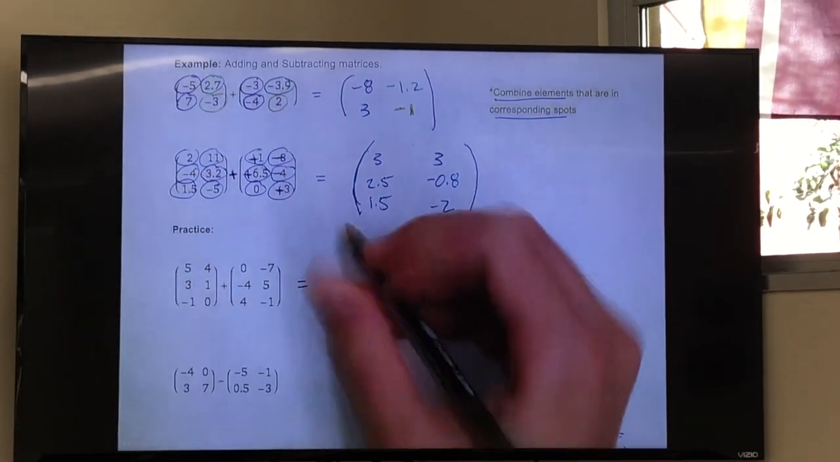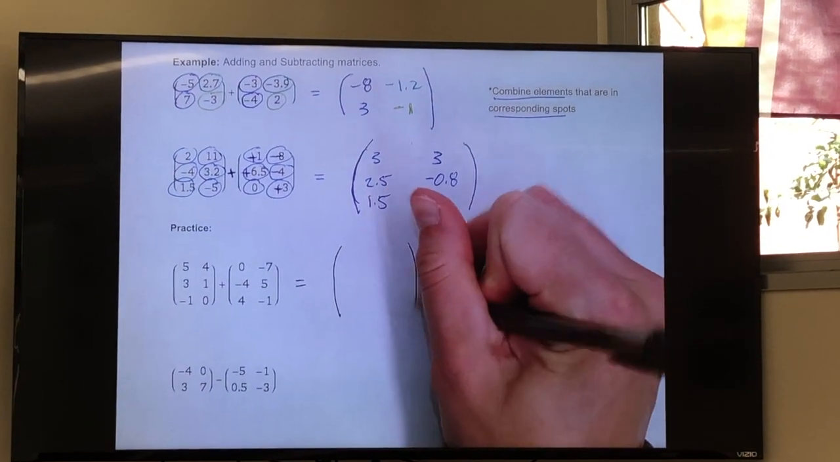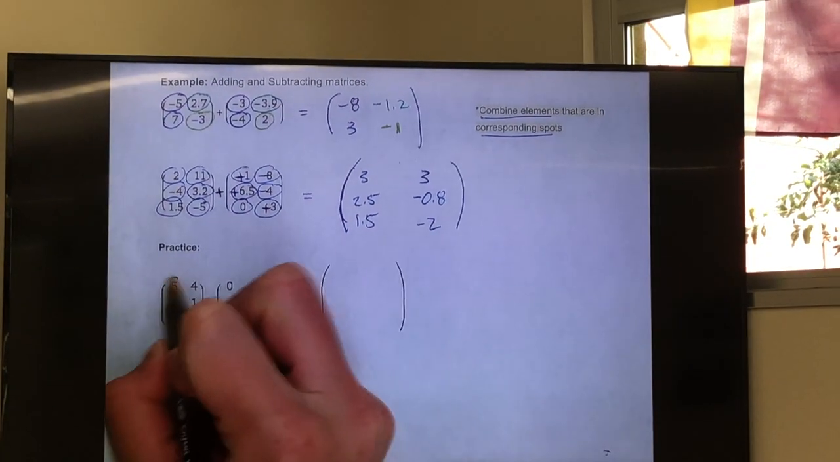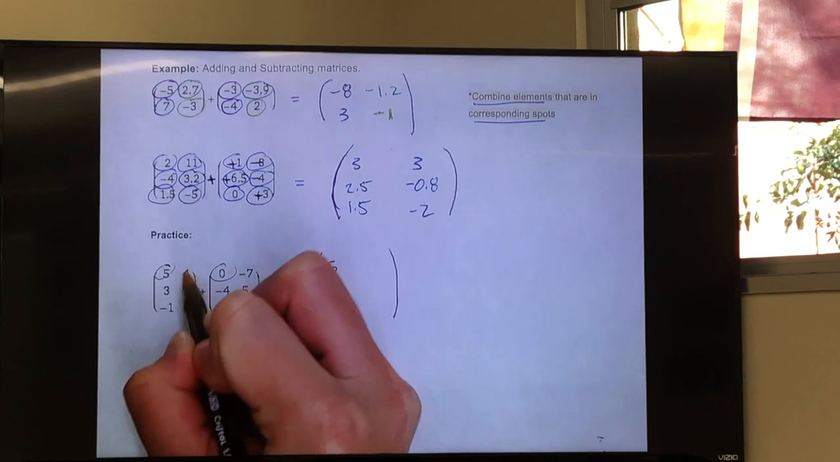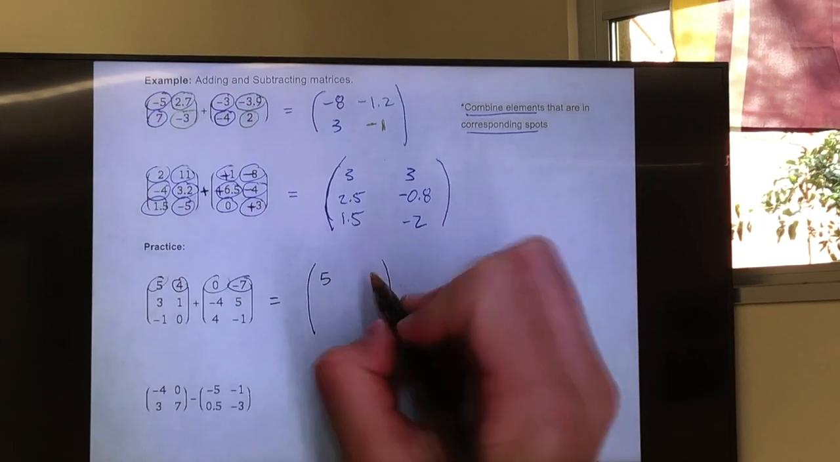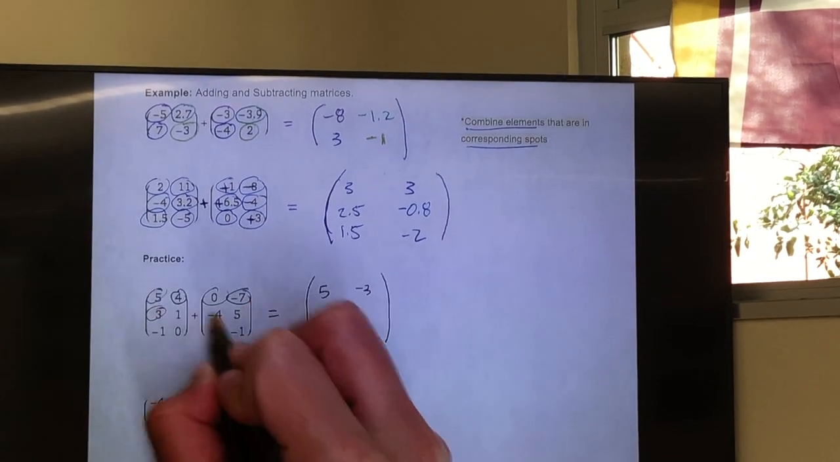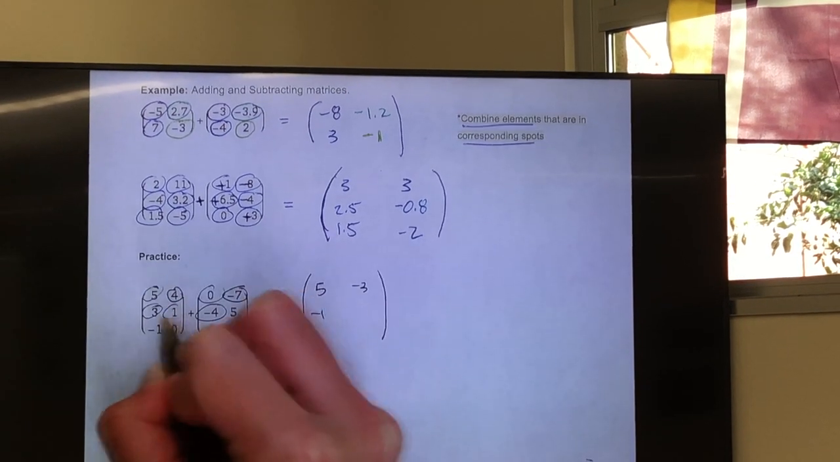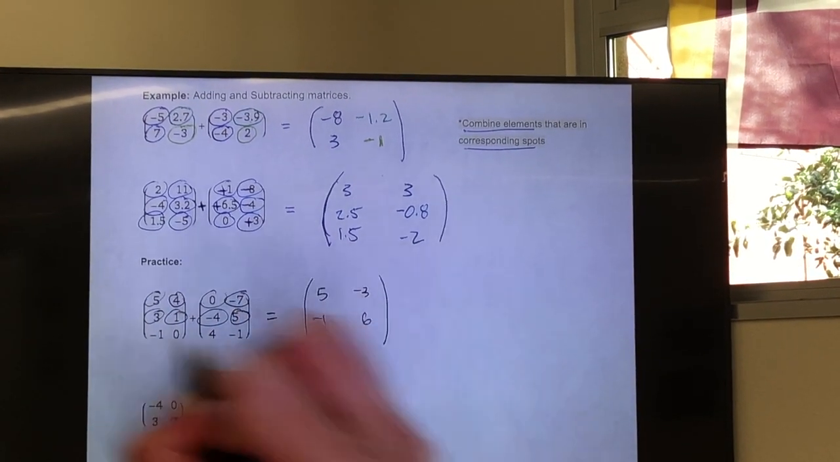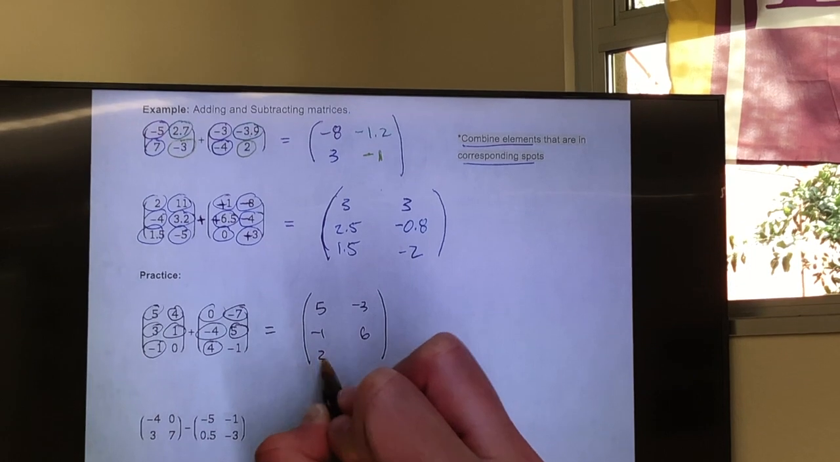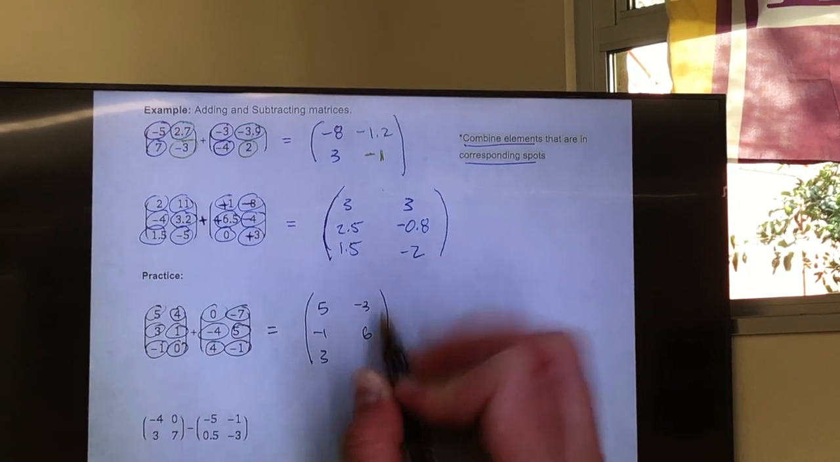Adding matrices. These are 3 by 2, so I know my final one will be 3 by 2 as well. 5 plus 0, 4 plus negative 7 in the top right, 3 plus negative 4, 1 plus 5, negative 1 plus 4, and 0 plus negative 1 in the bottom right.